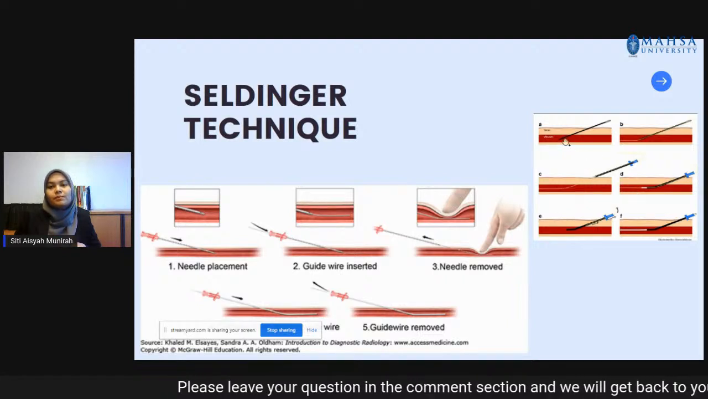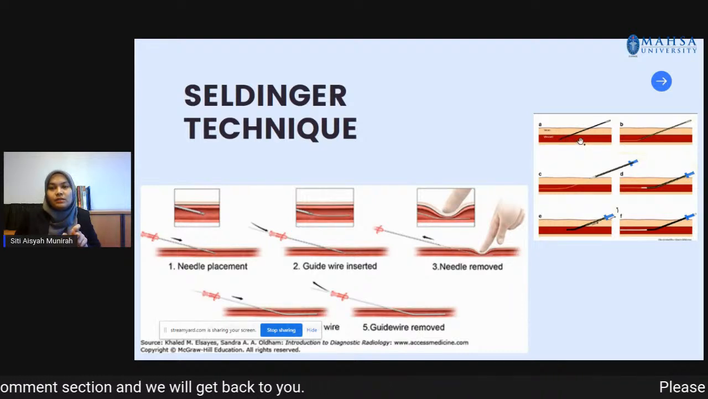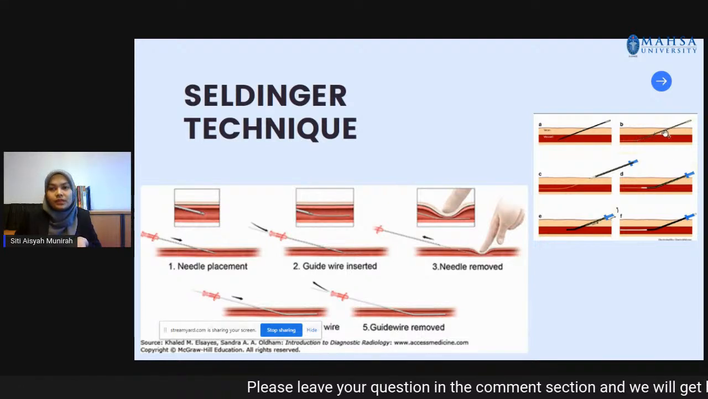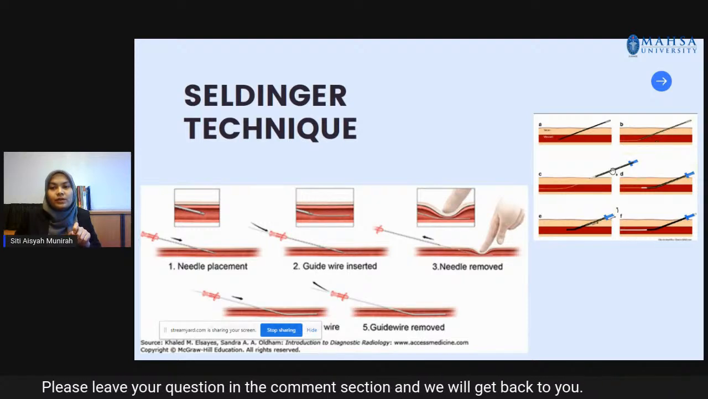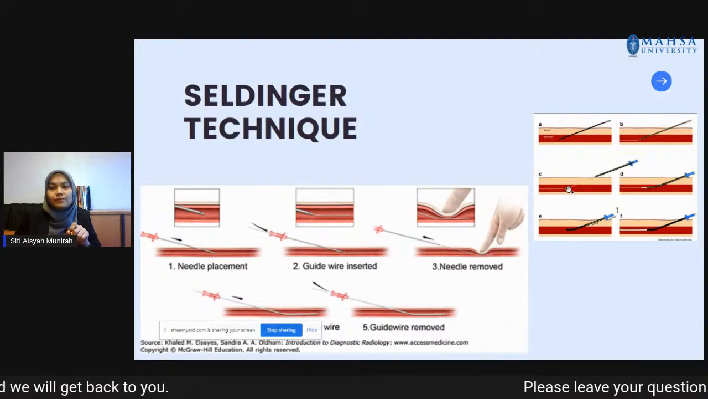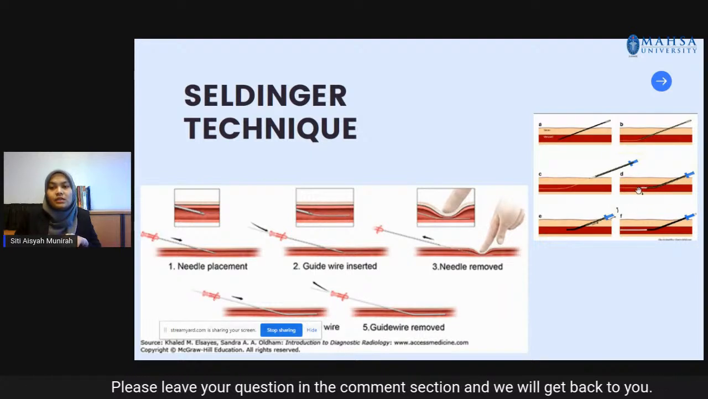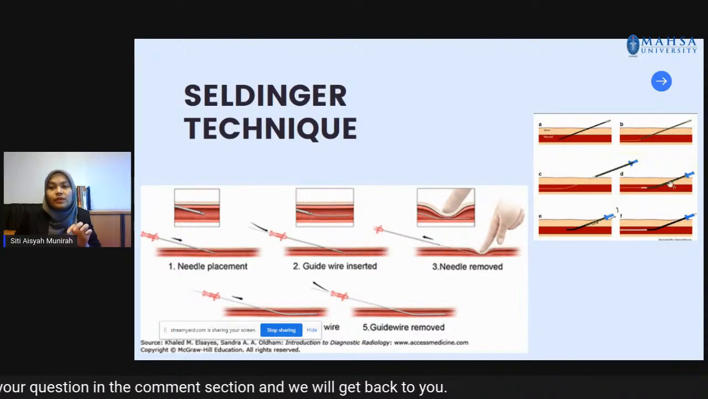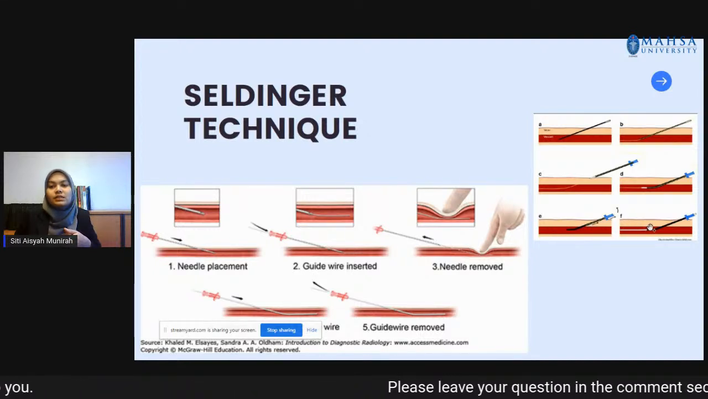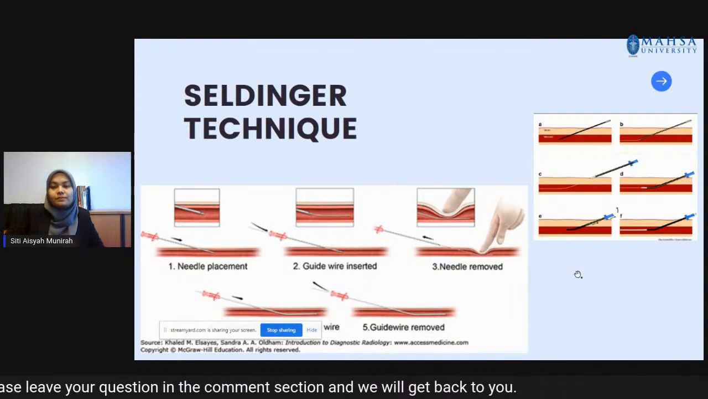It also starts with the placement of the needle inside the blood vessel. After the needle is already within the lumen of the blood vessel, a short guide wire is inserted within the needle. Then after the guide wire is within the lumen, the sheath here with the blue tip will be inserted within the lumen. Once the tip of the sheath is securely within the blood vessel, the short guide wire will be removed and the long guide wire will be inserted. With the guidance of the long guide wire, the catheter will be inserted and threaded onto the region of interest. So this is the Seldinger technique that is used for coronary angiography.